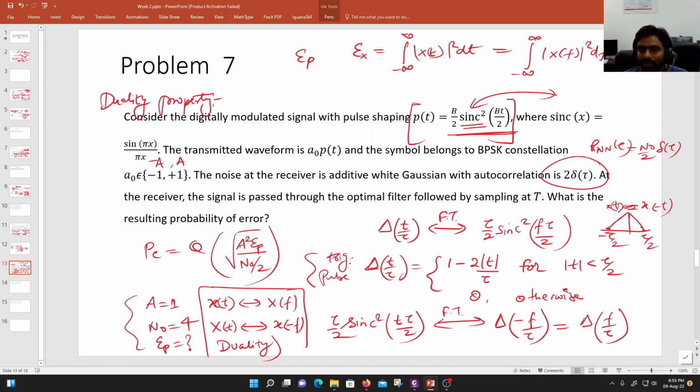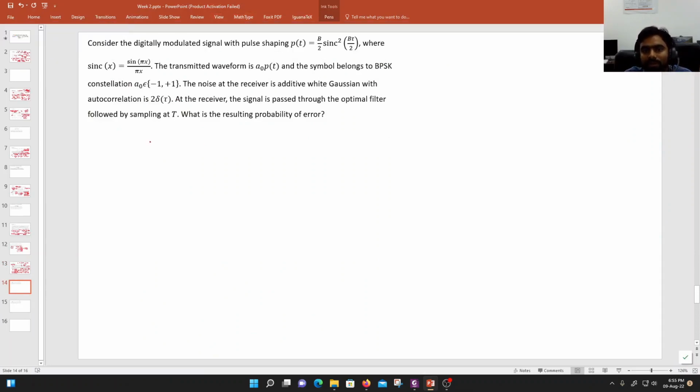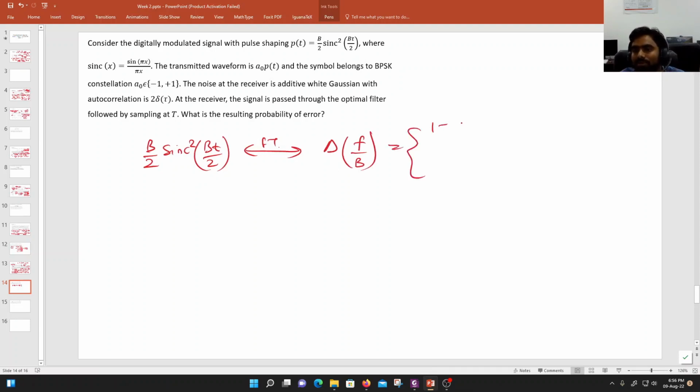Okay. And for our question, it is given that d by 2 sin square dt by 2, and the Fourier transform of this will be del of f by d. That is nothing but 1 minus 2 mod f by b and 0 otherwise for mod f less than. Now the problem will start.